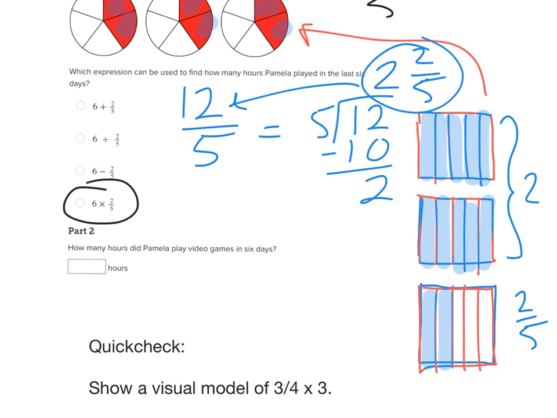Okay. How many hours did Pamela play video games in 6 days? I would say either one of those answers. Let's just go with the mixed number, 2 2/5.